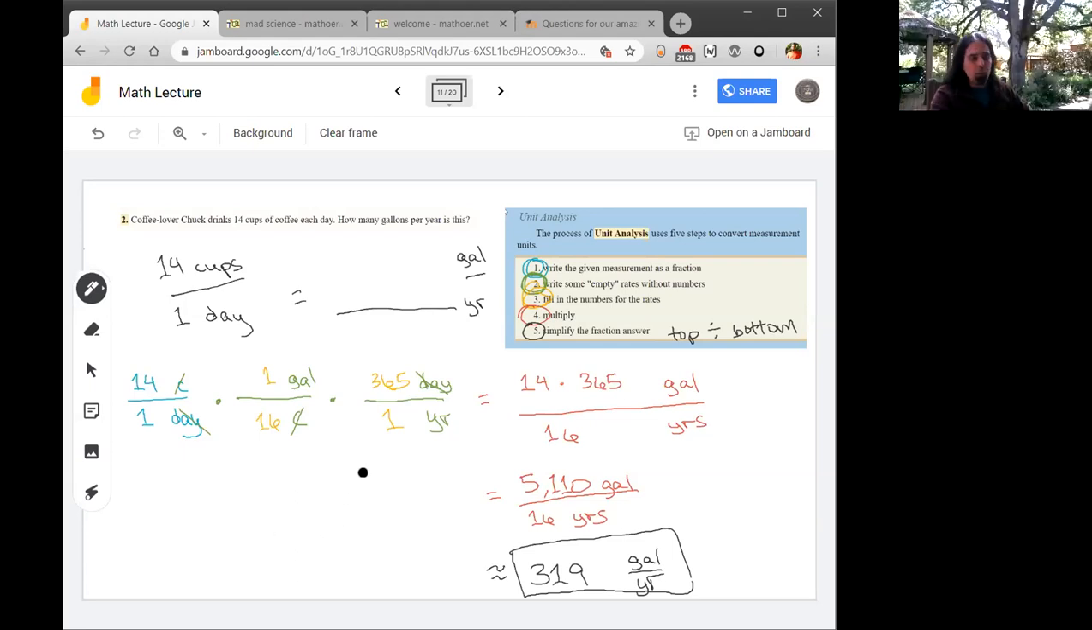So this one's kind of a middle problem. All we're doing is dividing by 16 and multiplying by 365. Right? That's all we did. So the rest of it is just a lot of writing to make sure we did it right, and we didn't multiply by 16 accidentally, and we didn't divide by 365 accidentally.